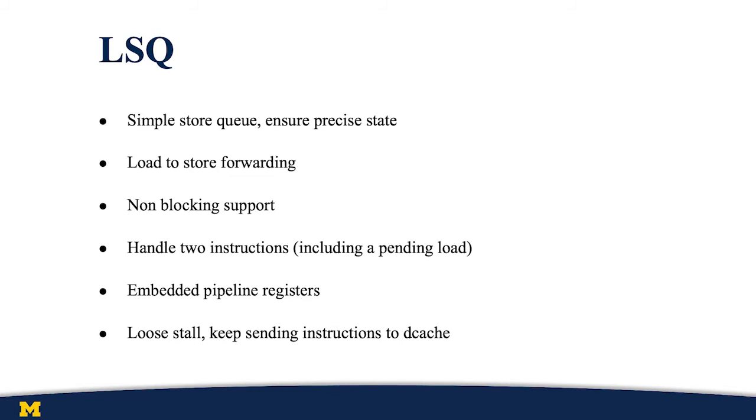We have a very simple LSQ because we have a fancy Dcache with very high hit rates. The LSQ only has a store queue without load speculation, just to ensure the precise state of stores, and the LSQ is able to do load-to-store forwarding to forward the data if the address hits. We have logic to support the non-blocking cache, and the LSQ is able to handle 2 instructions at a time, one from the functional units and another one from the Dcache, either a pending load or a pending store.